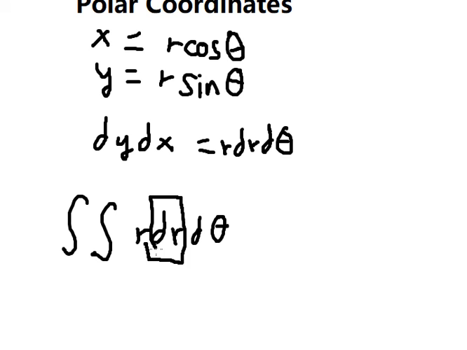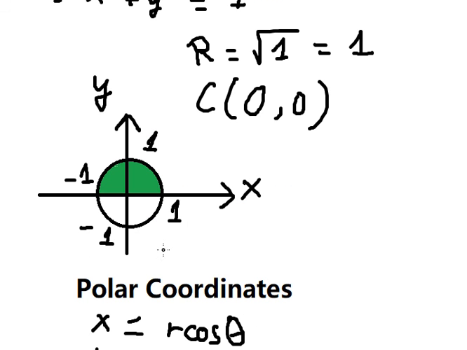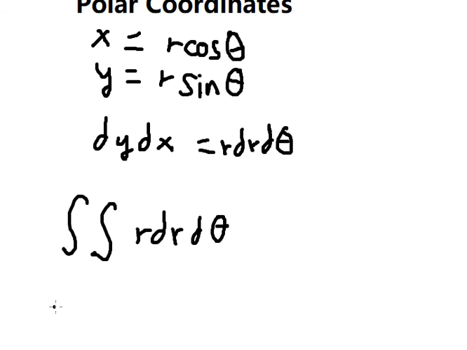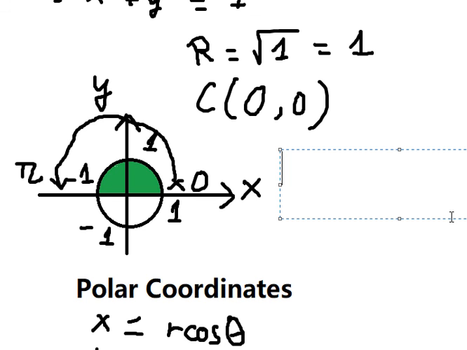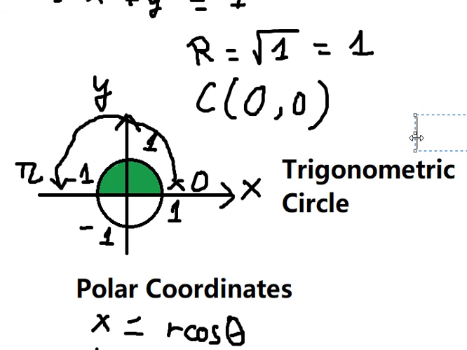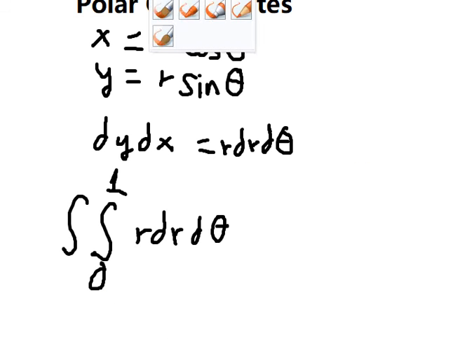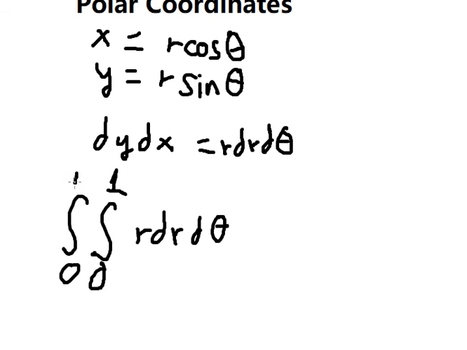Dr is about the radius of the circle, so that should be from 0 to 1. D theta. So we see that we start in here, from 0, and we go to this one, negative 1. That is pi. And I just applied the trigonometric circle. So we will have from 0 to pi.